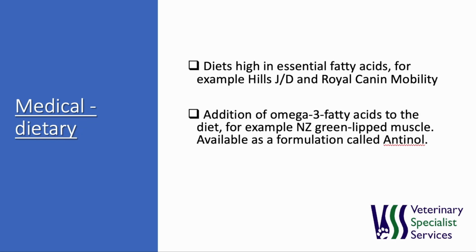Prescription diets are another conservative option for the management of osteoarthritis. So diets such as Hills JD and Royal Canin Mobility contain higher levels of essential fatty acids. Essential fatty acids are components of cell membranes that are involved in lipid transport, and they serve as precursors for hormones that regulate inflammation. Diets high in fish also contain higher levels of omega-3 fatty acids.